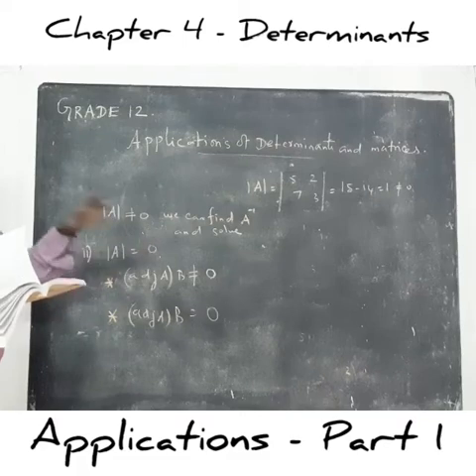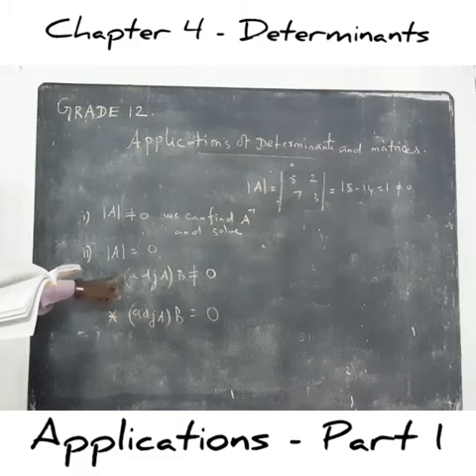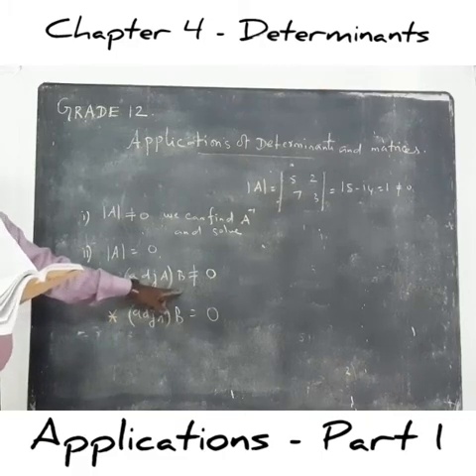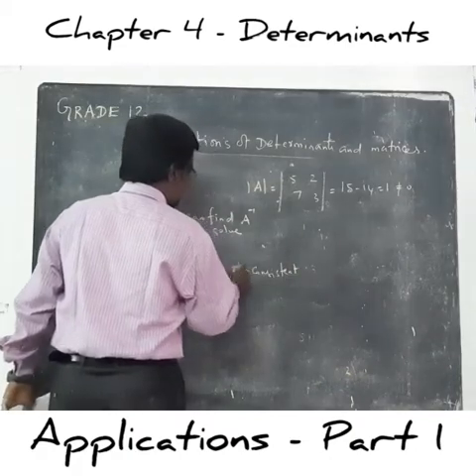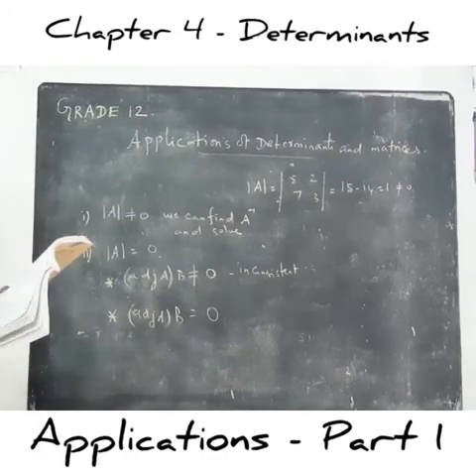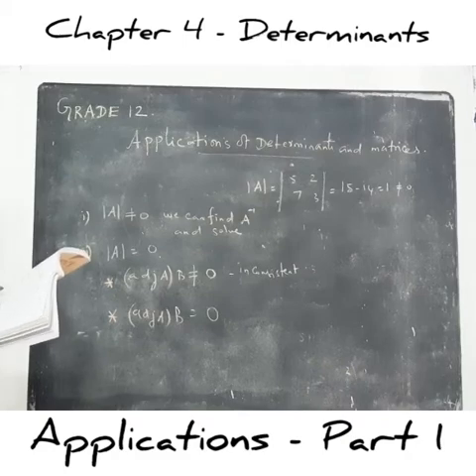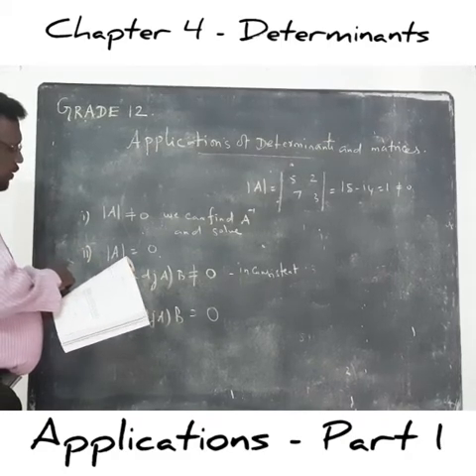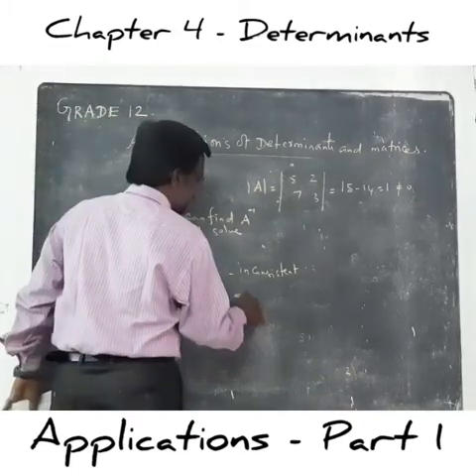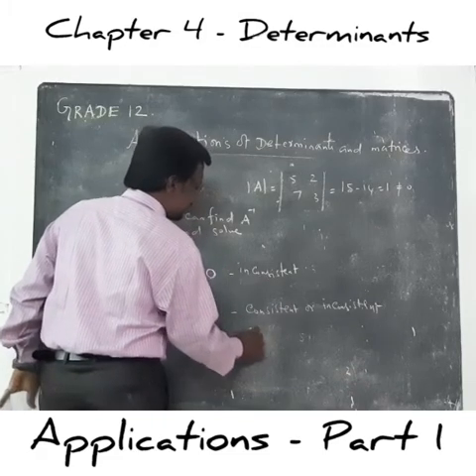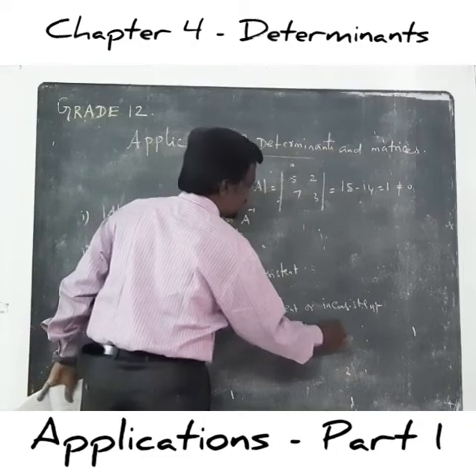Whether the system of equations has a solution or not, we can say using the result adj A into B. If adj A into B is not equal to 0, then the solution does not exist. The system is inconsistent. That means it doesn't have a solution. If adj A into B is equal to 0, it may be consistent or inconsistent, meaning many solutions or no solution.